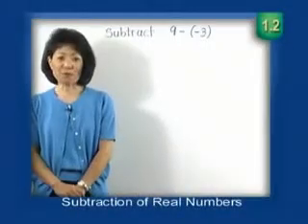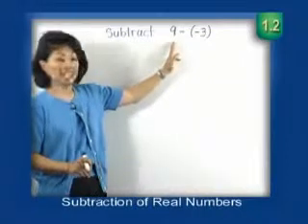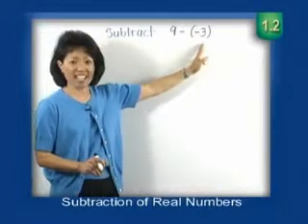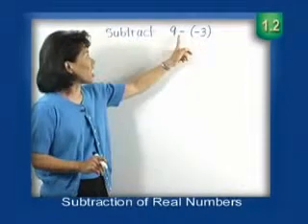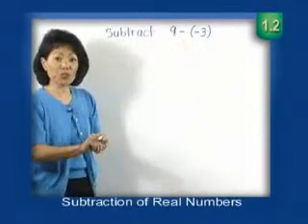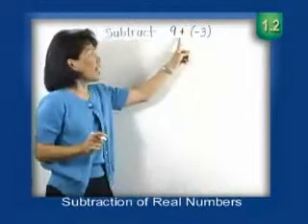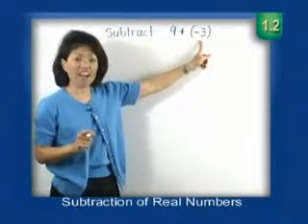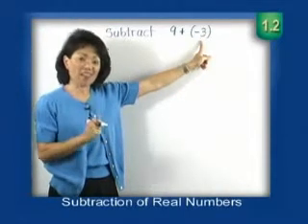Let's look at our first problem. We're going to subtract 9 minus a negative 3. Now remember, the rule of subtracting numbers is we're going to change the subtraction sign to addition. Once we do that, we change the sign of the number being subtracted to the opposite sign.